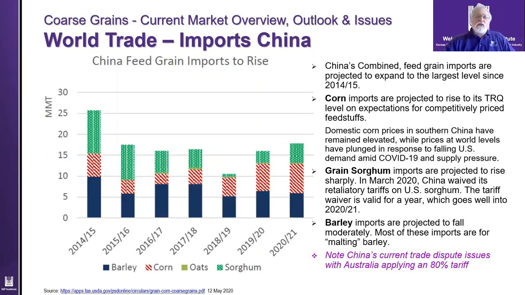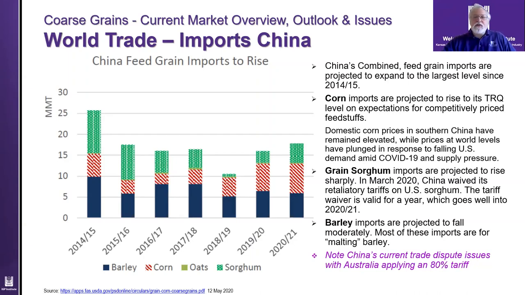Okay, as I mentioned, trade imports into China are expected to grow. Question is, will the U.S. continue to compete in that market, or will it come from alternative sources, South America, Europe, or even Australia, particularly in the sorghum type situation.